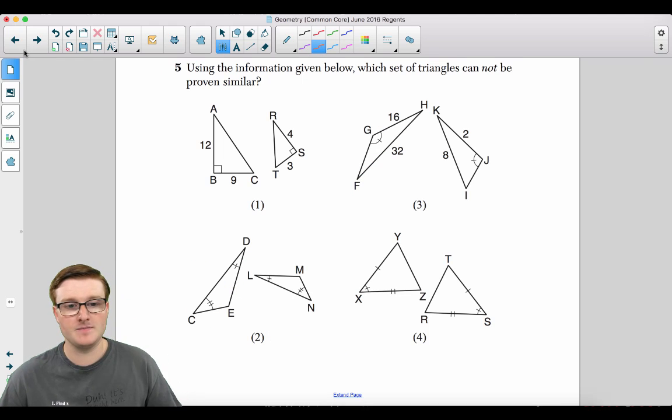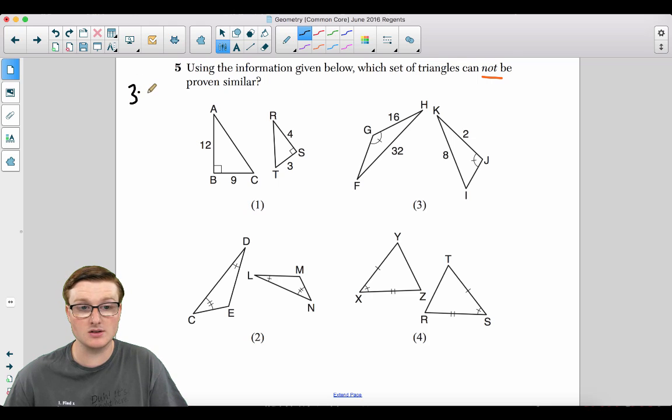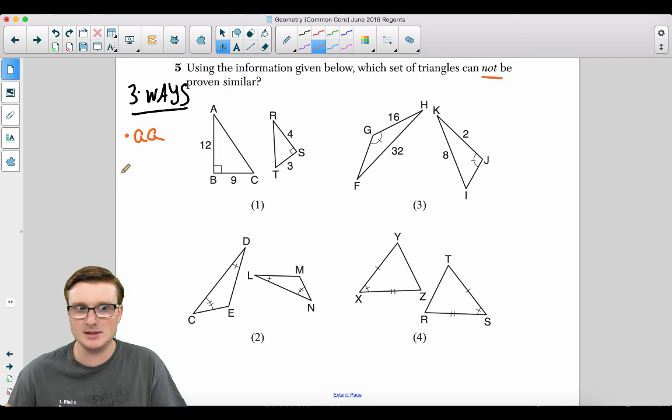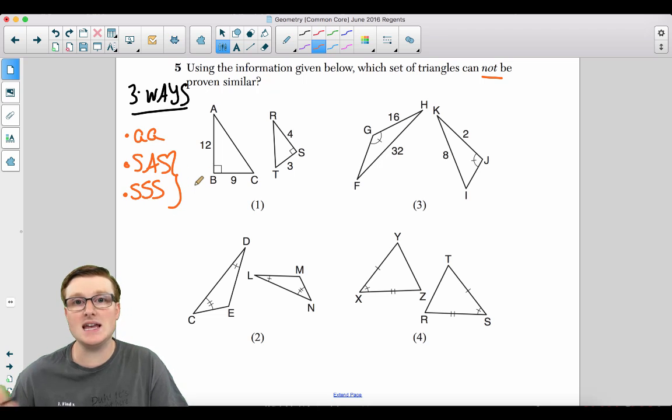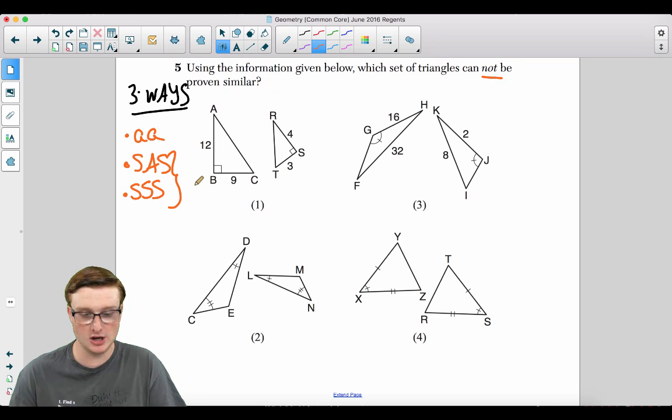All right, number 5. Using the information given below, which set of triangles cannot be proven similar? So we had to remember a couple things about similar triangles. What are the 3 ways to prove triangles similar? Well, the first way is by angle-angle. If 2 angles in a triangle are congruent, they are similar to each other. Then we have side angle side and side side side, and these two have to be in proportion, meaning that the ratios of the segments are equal to each other.